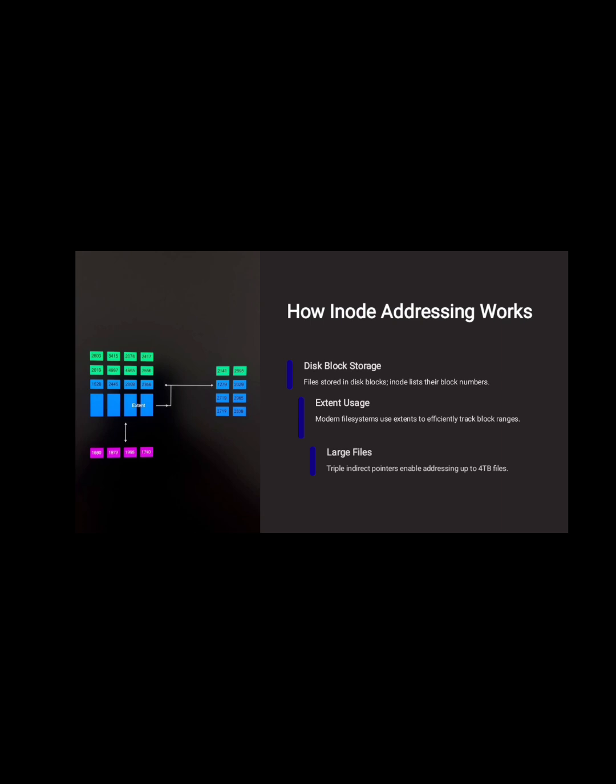Extent usage. Modern file systems use extents to efficiently track block ranges. For large files, triple indirect pointers enable addressing up to 4 TB files.